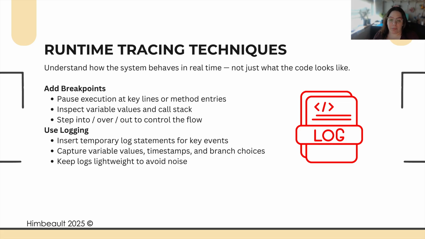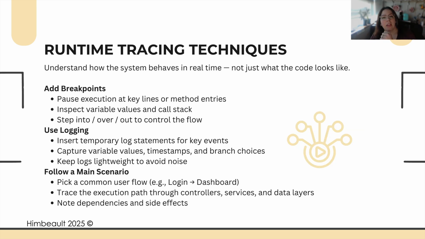This will allow us to capture variable values, timestamps, or even branching options if we put them inside if and else's, right? This also allows us to keep the logs very lightweight. So we're only going to put them where we need them. We can put them in places where it's easy for us to pull them out later. We're not looking to bog down the system. And then, of course, we just need to start by following the main scenario. So pick something that's common, that you know is a common user flow for whatever product we're working with, and start there.